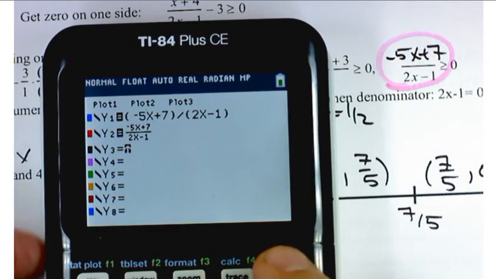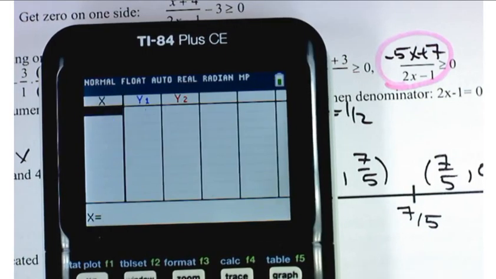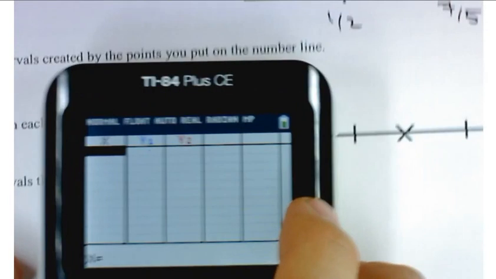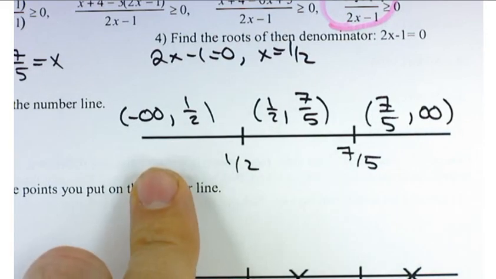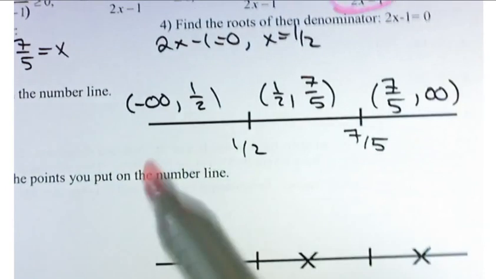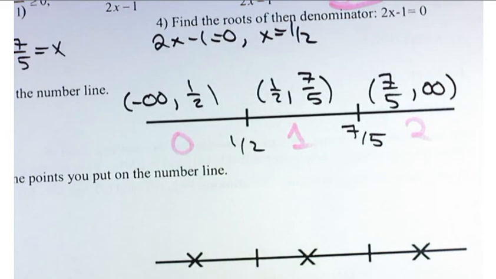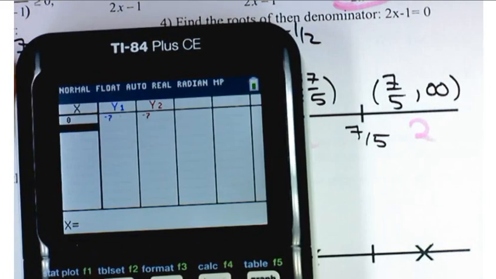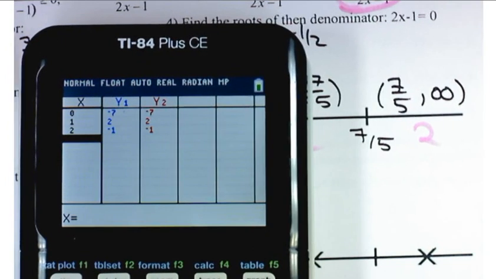Okay, so let's test some points. Let me delete the values that are there. What would be some good test points for us here? All right, 0. Now 0's in this interval, right? A 1 and a 2. Sure, so 0, 1, 2. So I get negative, positive, negative.